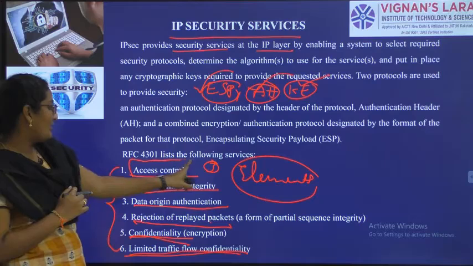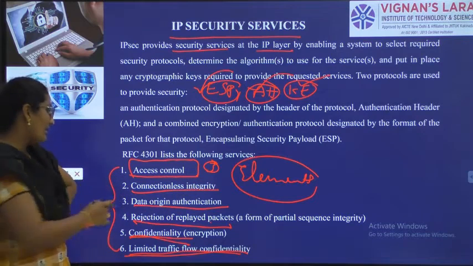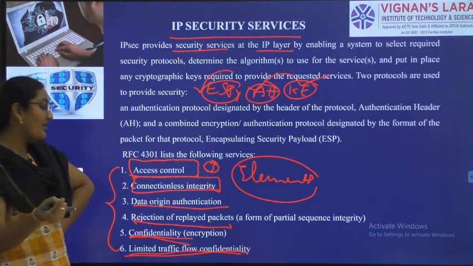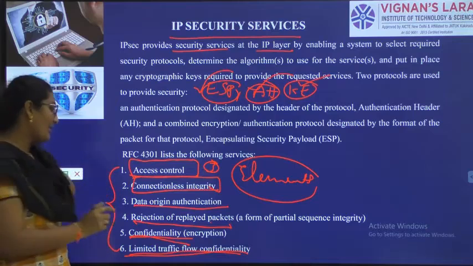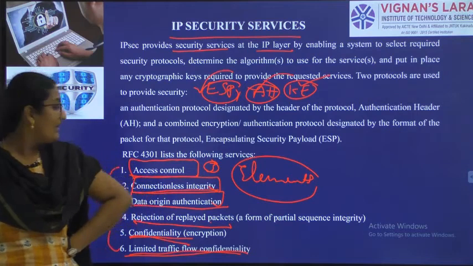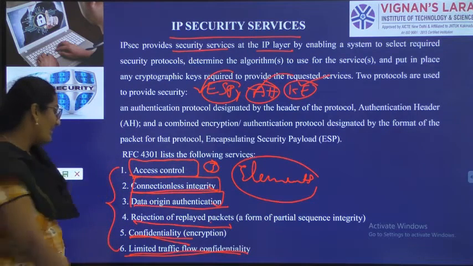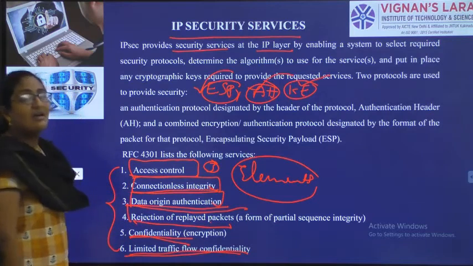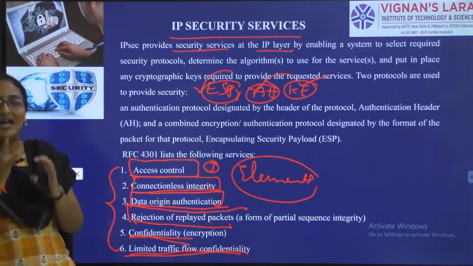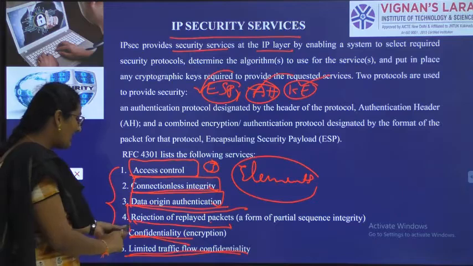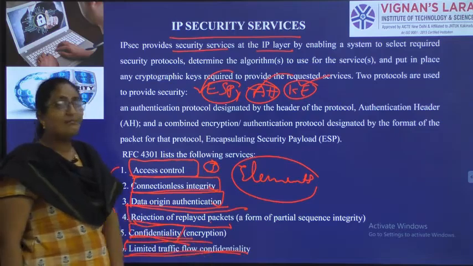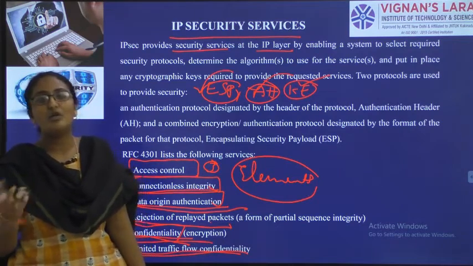So first one is access control. So you are giving permissions to the user. Second one is connectionless integrity. It means sender and receiver are in the connection and we are ensuring that data is not modified. Third one is data origin authentication. Where will the data originate? Near the sender. Data origin authentication is nothing but verifying the sender. Rejection of replayed packets is nothing but eliminating the duplication, eliminating the redundancy, eliminating the duplicate packets. Confidentiality is nothing but ensuring that every bit of data is encrypted. Limited traffic flow is nothing but making sure that a receiver does not overflow or underflow.